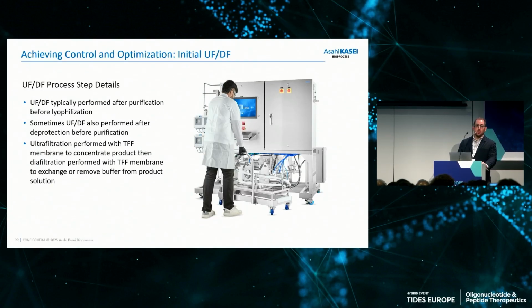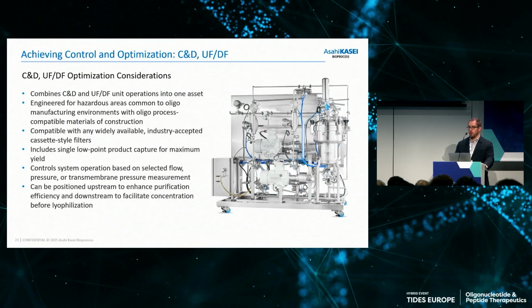UFDF, as I mentioned, sometimes happens immediately after deprotection. And in this case, we're using a TFF membrane to concentrate and desalt the product solution. And this will be done again at the end of the manufacturing line as well. There is one way to combine unit operations, which is, of course, always a plus.